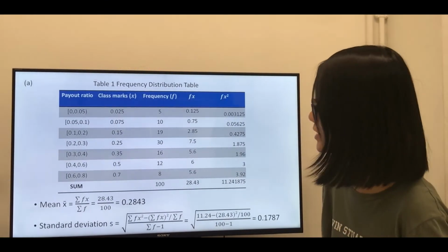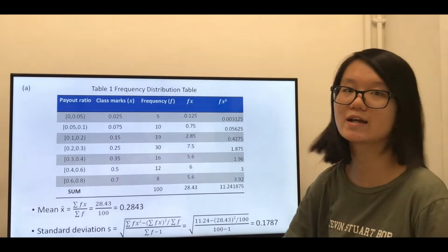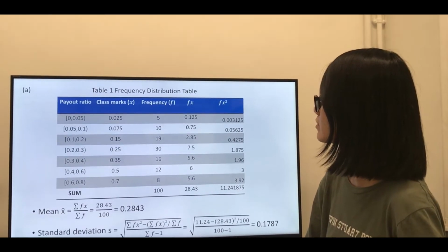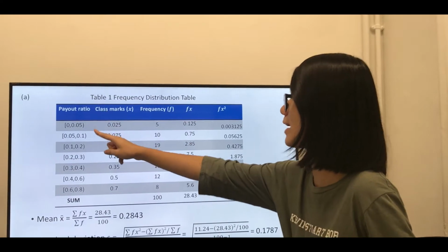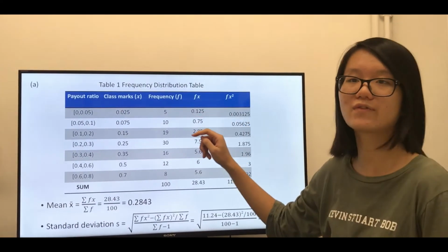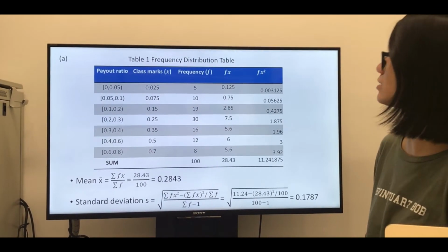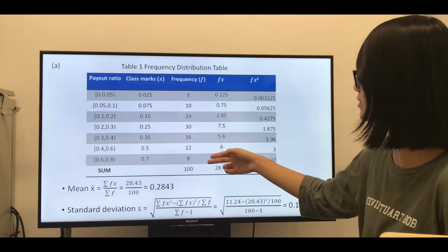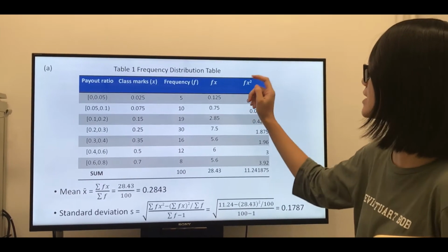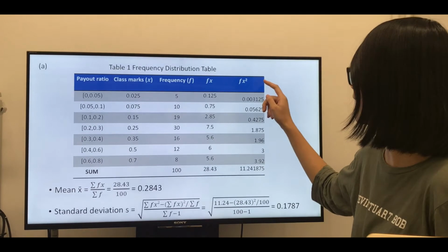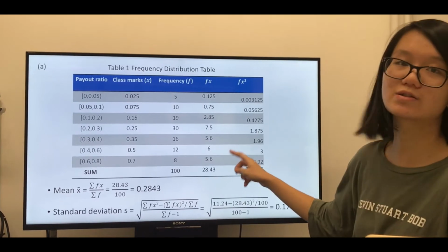In order to calculate the mean and the SD, first of all, we have to construct a frequency distribution table, and we have to calculate the class mark. Taking the first one as an example, we have to add the 0 and 0.05 and then divide it in order to get the class mark. And also we have to calculate the total amount of frequency, which is to add all the frequencies together, and the sum will be 100. And also we have to calculate fx, which is the class mark times the frequency. And after that we have to add all the fx together.